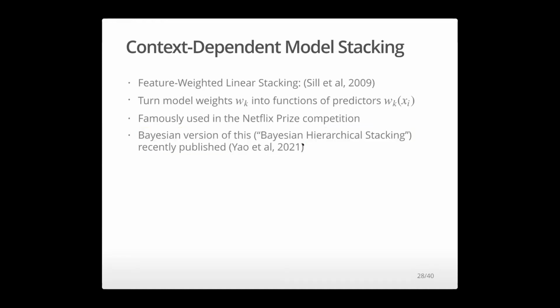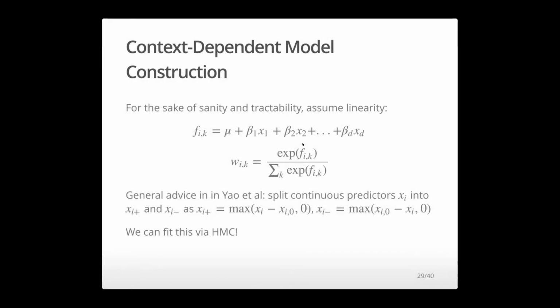But it turns out this is an interesting and valid combination of two ideas. For the sake of sanity and tractability, we're just going to assume that our model weights are linear. They're just linear functions of our predictors. We can get a little bit fancier here, and basically this is ReLU normalization of this, and this helps account for nonlinearities of our individual predictors. But this basically just helps us fit the weights for each of the individual models.